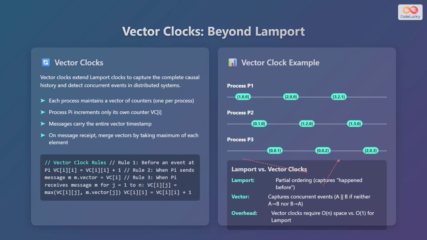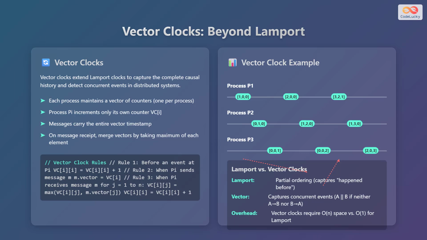Here are the vector clock rules. Rule 1. Before an event at process P sub I, its own counter in the vector clock is incremented. Rule 2. When process P sub I sends message M, M's vector is set to the current vector clock. Rule 3. When process P sub I receives message M, for each element from 1 to n, the vector clock at I is updated to the maximum of its current value and the corresponding element in M's vector. Then the process increments its own counter.